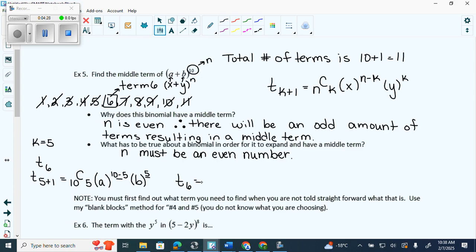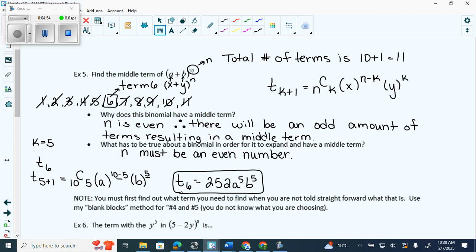Can you find it? 252. a to the 5, b to the 5. So the coefficient is really easy to get. It's just the 10c5 if your x and your y both don't have coefficients. So I had just an a and just a b, correct? So that's not going to actually affect my coefficient, the number in front.